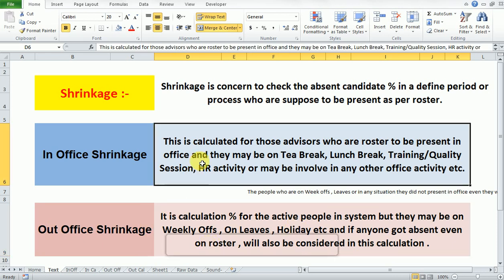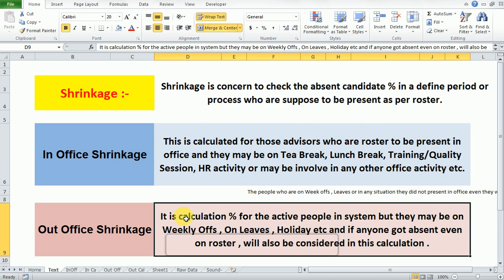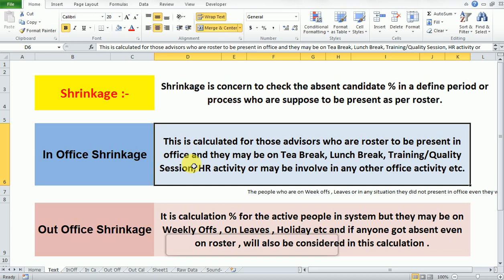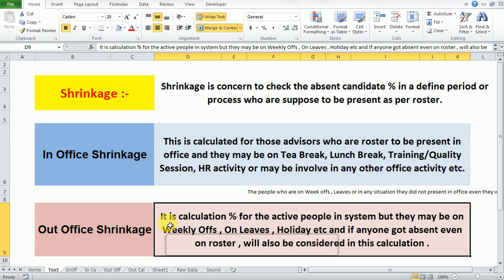So in short, again I am clarifying: the people who come to office to attend the work but are not ready to do work is called in-office shrinkage. We will calculate in-office shrinkage. And the person who is active in the system, okay, there are two differences. People who have come to office, who are present in office but not ready to work, will be called in-office shrinkage. The person who is active in the system but not present in office will be called out of office shrinkage.